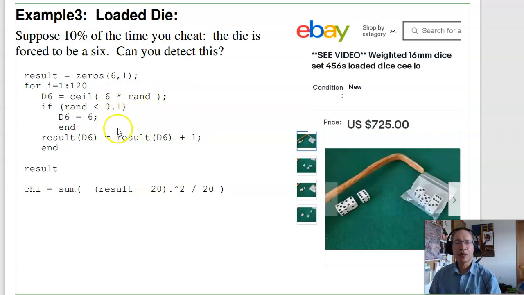Can I spot that 10% loading? Well, to determine that with a chi-square test, I collect a whole bunch of data, compare the actual results versus expected results, squared, divided by expected results, add them all up, and compute the chi-squared score. If the chi-squared score is really high, it's probably a loaded die.